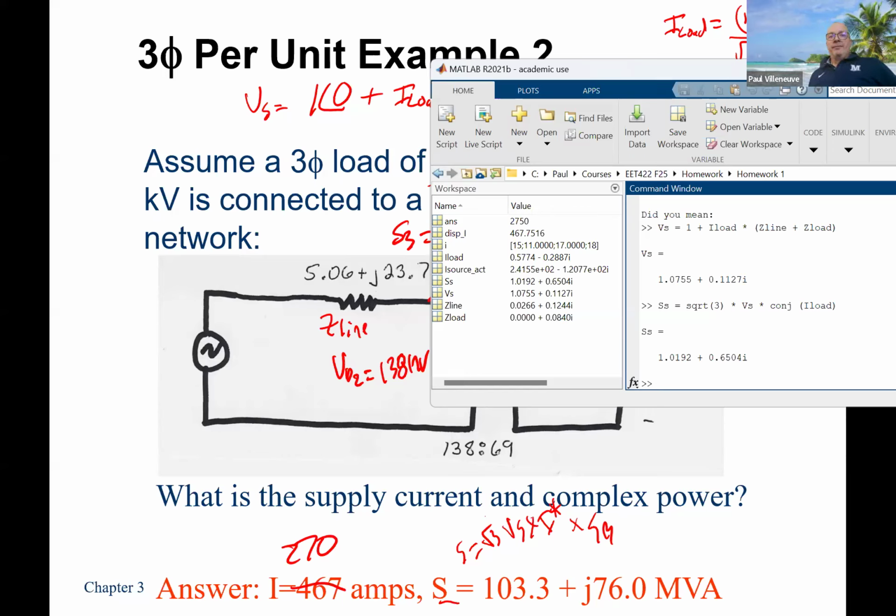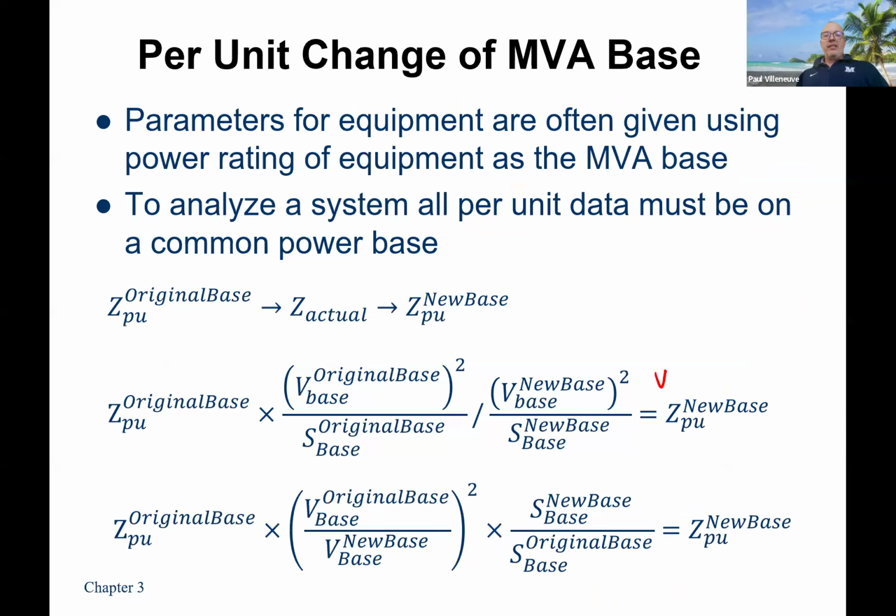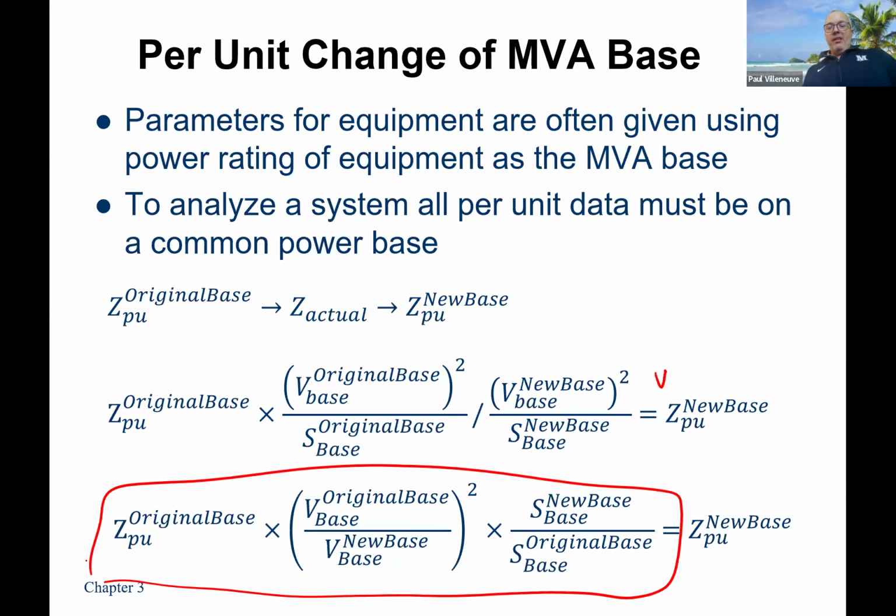Okay. Questions on that? Because we'll be doing a lot of per unit stuff in this class. If you buy a piece of equipment that doesn't have an S base or a V base that matches, this equation right here is what you should memorize. If you want to convert, when you buy a transformer, right?